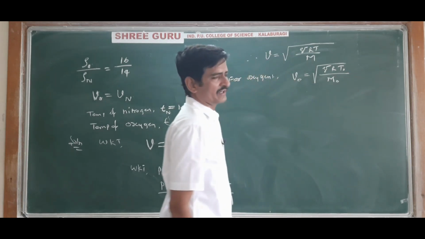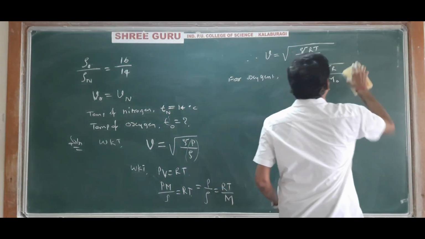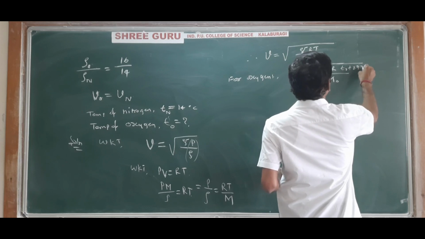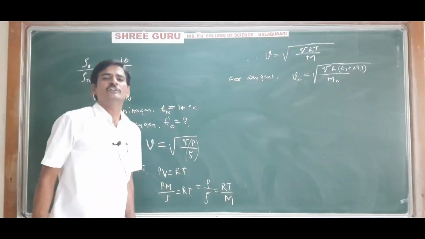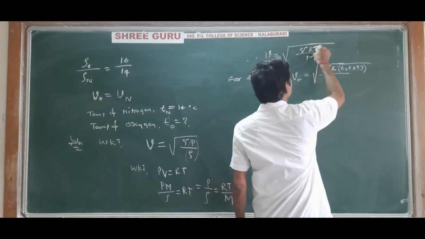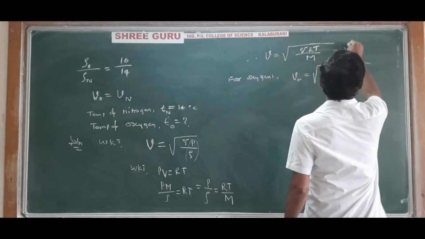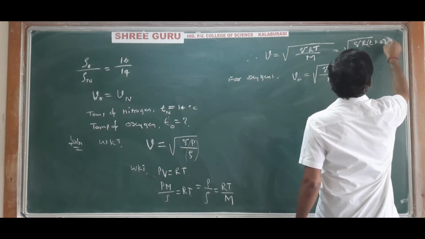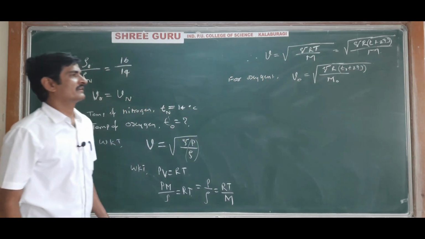That is the temperature of oxygen, or you can write the temperature in degrees Celsius. If you write in degrees Celsius, we will get T naught plus 273. In degrees Celsius I will write small t, and in Kelvin I will write capital T. Capital T means temperature in Kelvin and small t means temperature in degrees Celsius. Or you can write this formula: v equals under root gamma R into (T naught plus 273) divided by M naught, for oxygen.